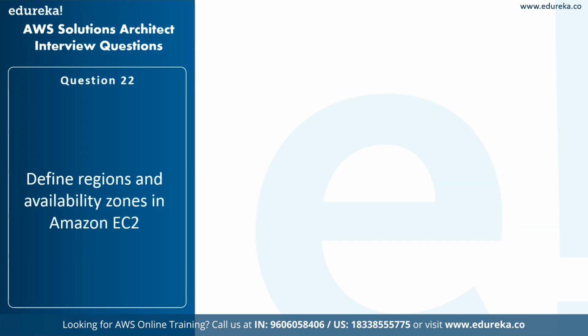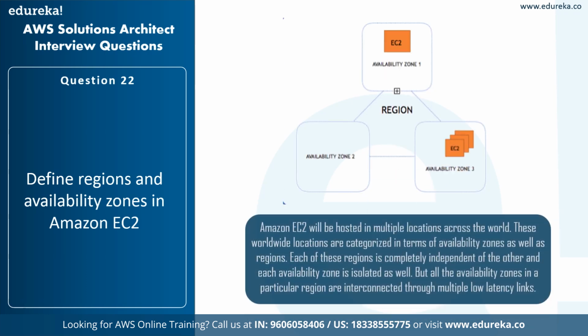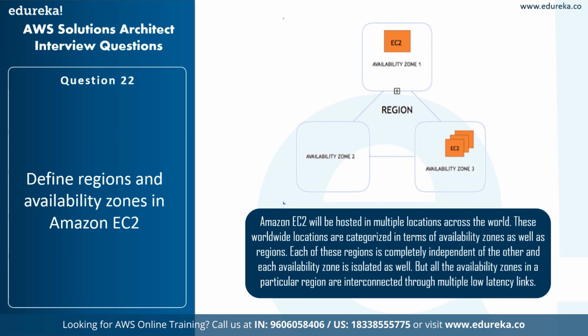The next question is to define regions and availability zones in Amazon EC2. Being such a mammoth in the industry, it is common knowledge that Amazon EC2 is hosted in multiple locations across the world. These worldwide locations are categorized in terms of availability zones as well as regions. Each of these regions is completely independent of the others, and each availability zone is isolated as well. But all the availability zones in a particular region are interconnected through multiple low latency links. So this was about regions and availability zones in Amazon EC2.